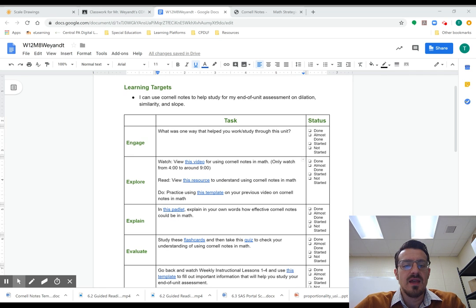So in the Engage section, I have you reflect: what was one way that helped you study through this unit itself? Maybe through the other lessons that we did, maybe through the different checkpoints, maybe the content assessment. Was there a way that helped you study or work through this unit best? And kind of use that thinking and your reflections here to help guide you as you move through this lesson, specifically on Cornell notes.